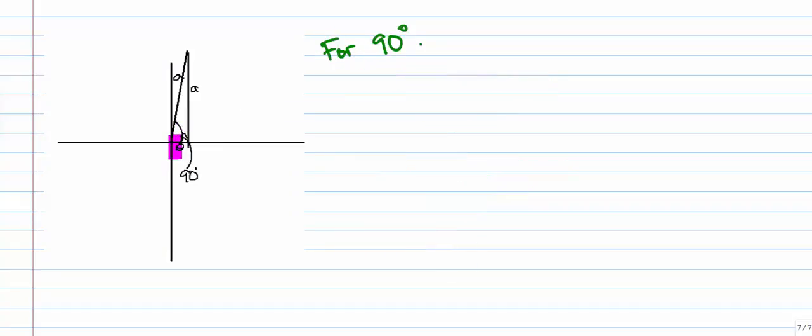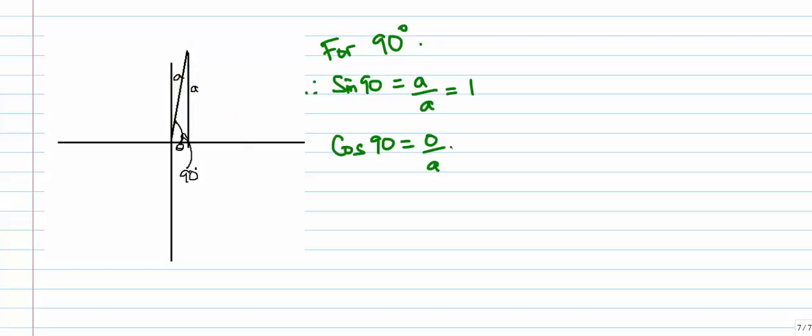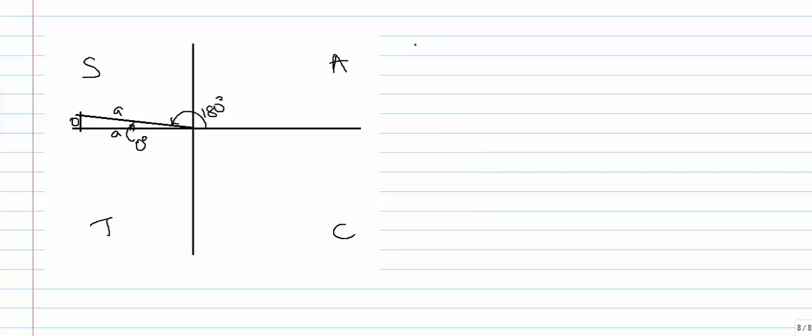And then for 90 degrees, if that angle is 90 degrees, then there will not be any distance in between the hypotenuse and the opposite, meaning the adjacent is 0, and the opposite is equal to the hypotenuse. Why? Because there is no distance in between them.